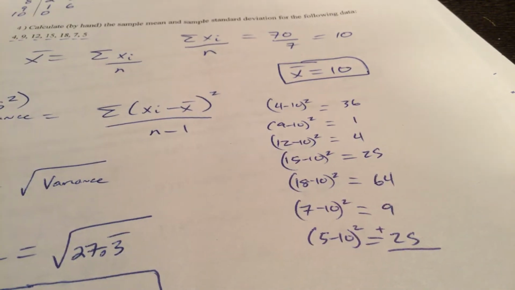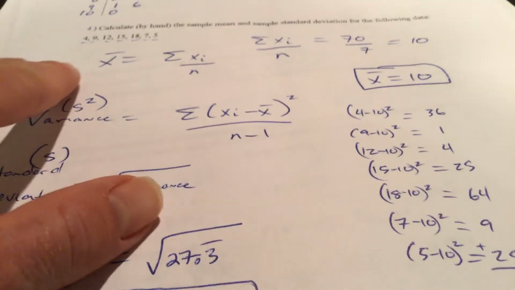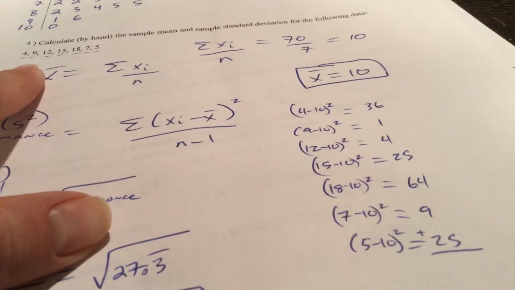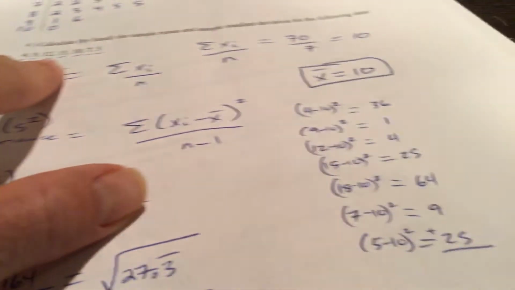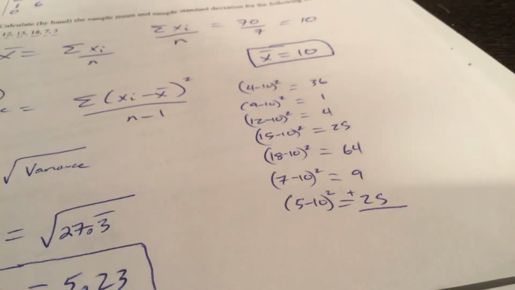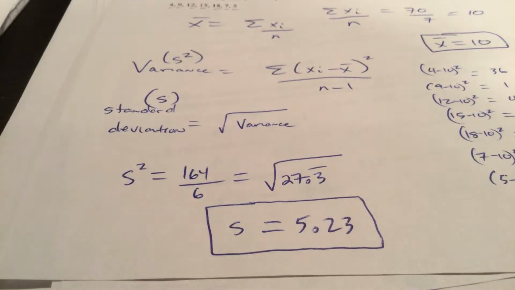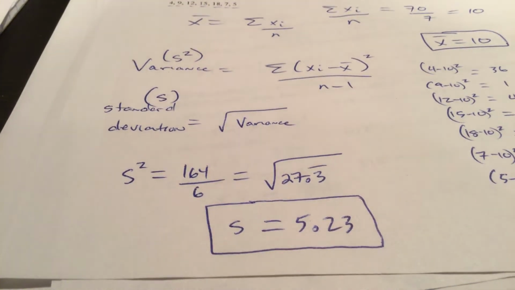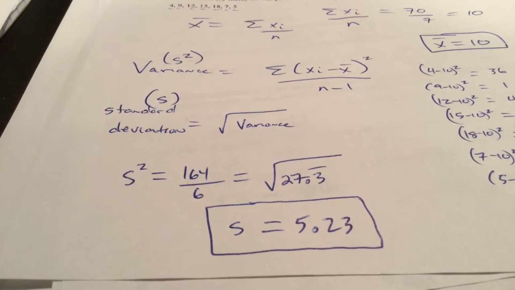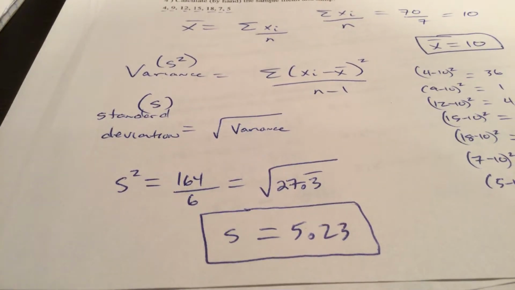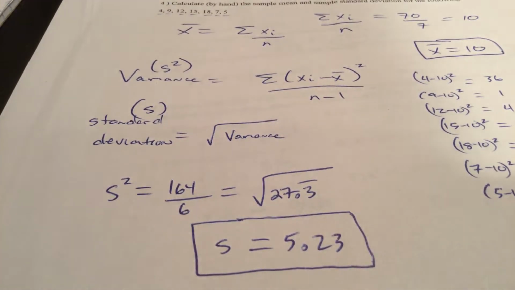You take those individual x's. So 4, you subtract 10, square it. 9, you subtract 10, square it. 12, you subtract the mean, square it, and so forth. Remember, when you square a number, it's always positive. Add them all up. That's 164. Divide by 6, not 7. Then you get 27.3 repeating. Immediately take the square root of that answer.